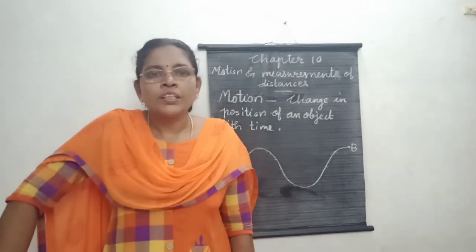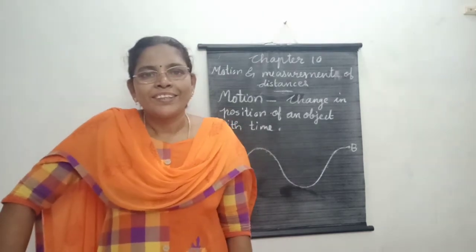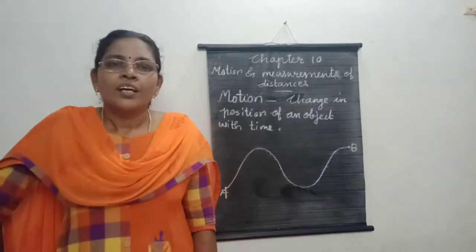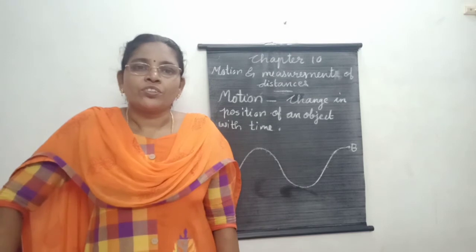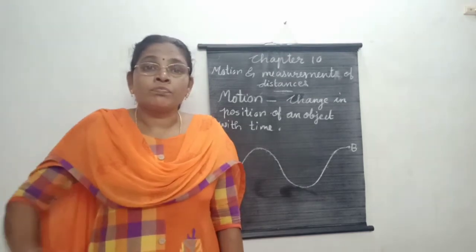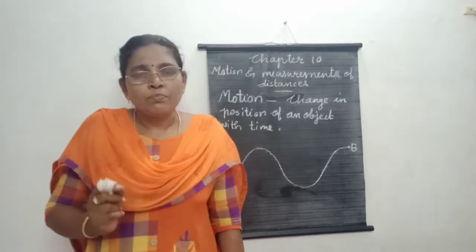So a flying bird is in motion. Then a moving vehicle, it is also in motion. Okay. Then the rotation of the earth. Okay. So these things are in motion. Then the handle of a clock. It is a motion.